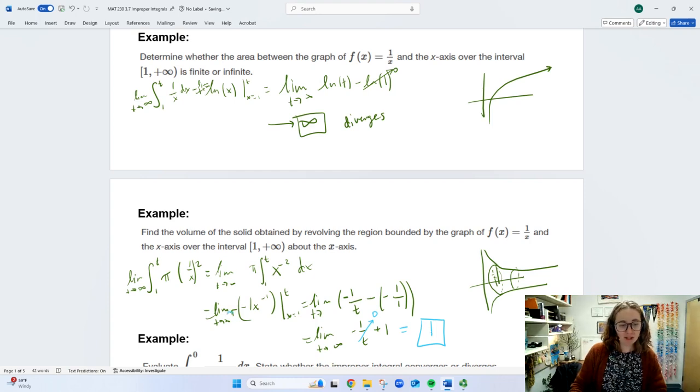And I forgot about my little pi that is chilling out in front of all of these things. So that also gets multiplied by pi. This has a volume of pi, but the area underneath this curve is infinite. So crazy.